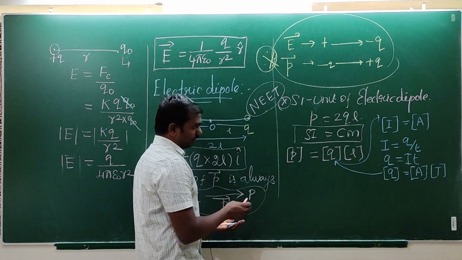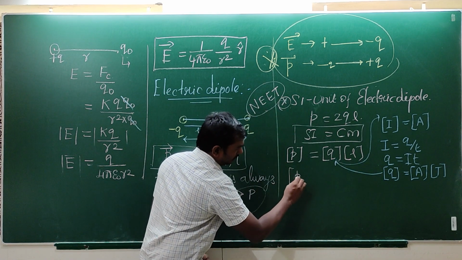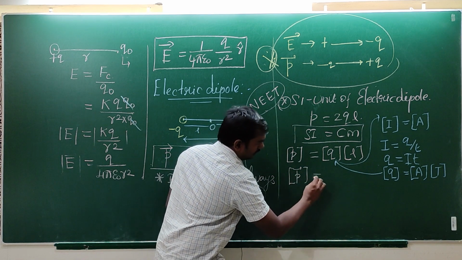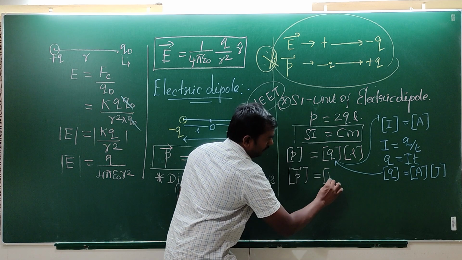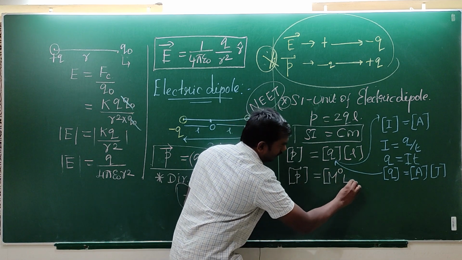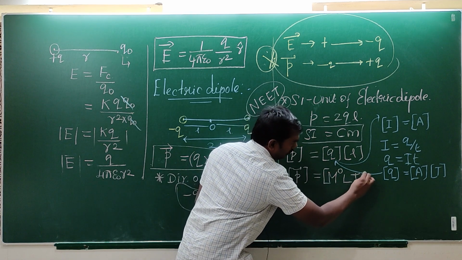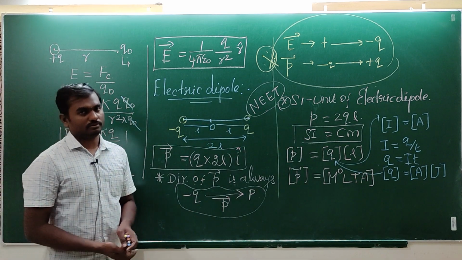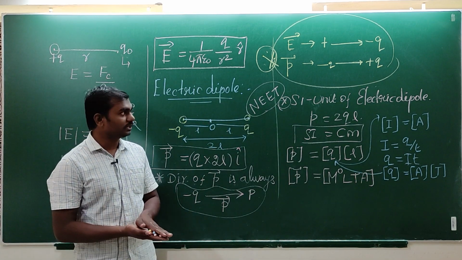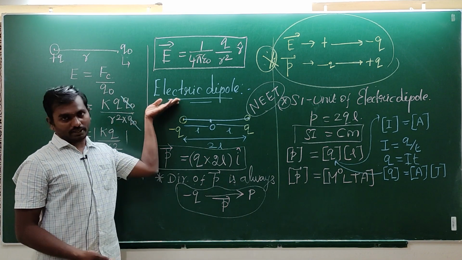இப்போ இதை இங்கே சப்ஸ்டியூட் பண்ணுங்கள். அப்போ நமக்கு என்ன இருக்குது? Dimension of electric dipole moment which is equal to dimension of charge into L. So M⁰ L T A. This is the dimension of dipole moment. Okay, so this is the possibility of questions from electric dipole.